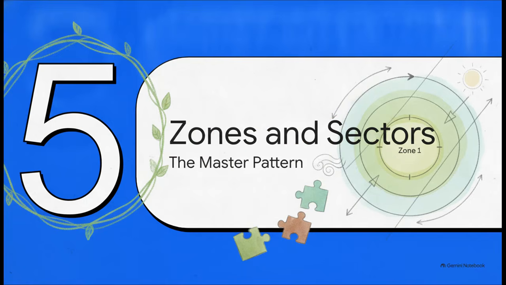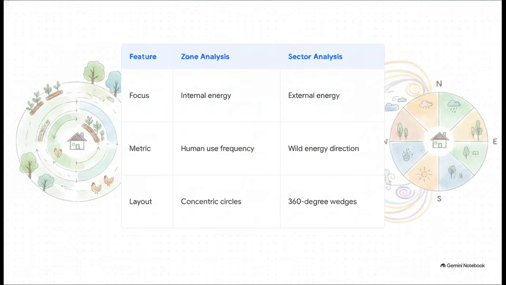All right, for our final section, section 5, let's see how sector analysis works perfectly in tandem with the zoning principles you probably already know. Bringing these 2 together really completes the whole landscape design puzzle. To truly master this, we have to contrast sector analysis with zone analysis. Now, zone analysis is entirely about internal energy management. Its main metric is the frequency of human use. Literally how often you physically walk over to visit a plant, a tool shed, or an animal system.